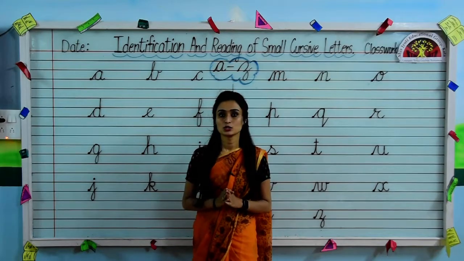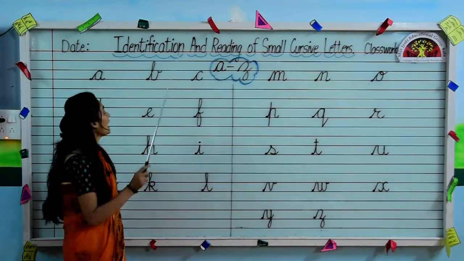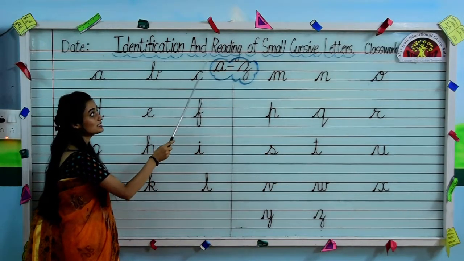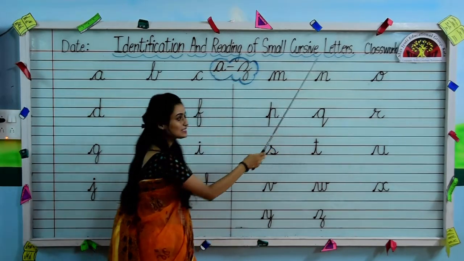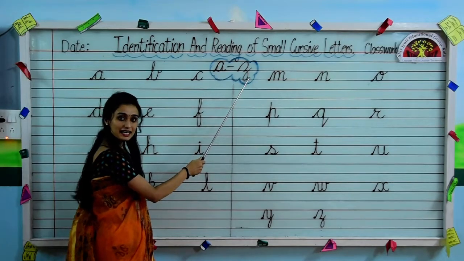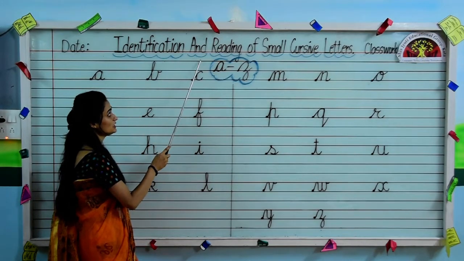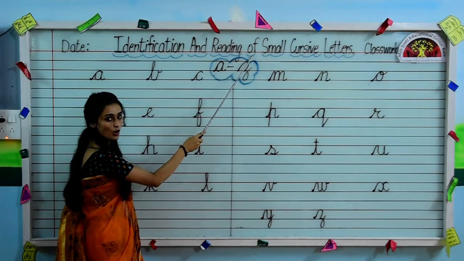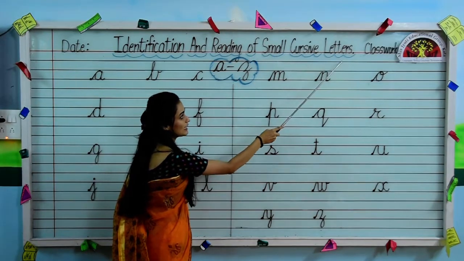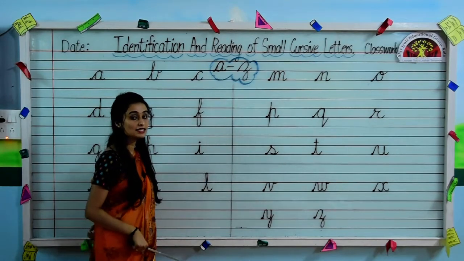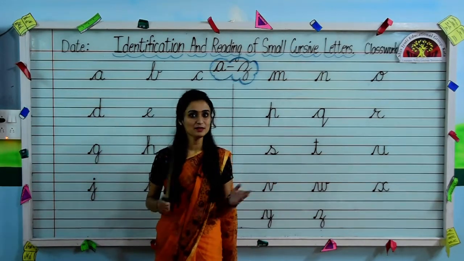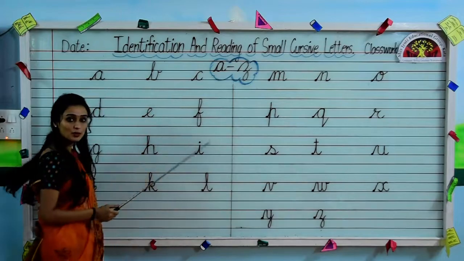So kids, today we are going to do identification and reading of small cursive letters A to Z. Okay kids, so let's start and pay attention over here on the board.